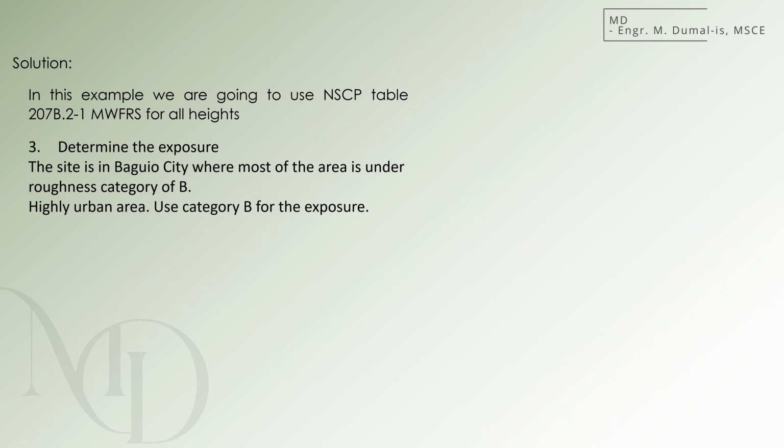Strictly speaking, before we deal with wind speed, we need to establish the exposure category. As we saw in example number 1, this building is located in a built-up urban environment, so the exposure category is B.